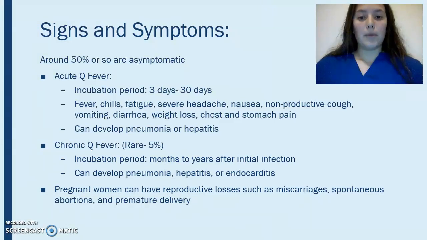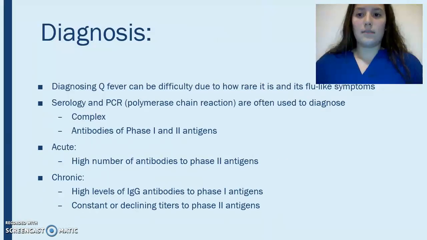You can develop pneumonia with acute Q fever. The chronic Q fever is much more rare, and the incubation period is months to years. And with the chronic Q fever, you can develop endocarditis, which is a serious health problem. And pregnant women can have reproductive losses such as miscarriages, spontaneous abortions, premature delivery, and with animals, the loss of pregnancies is usually the hallmark sign.